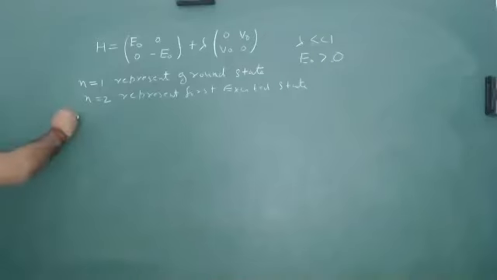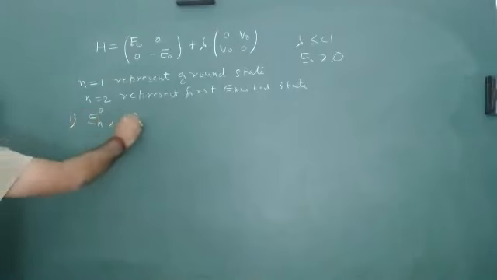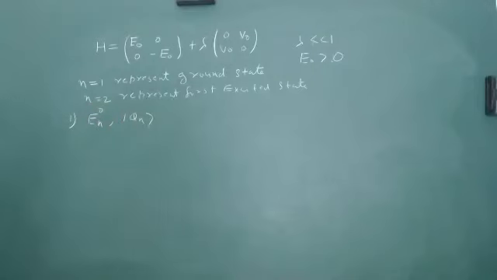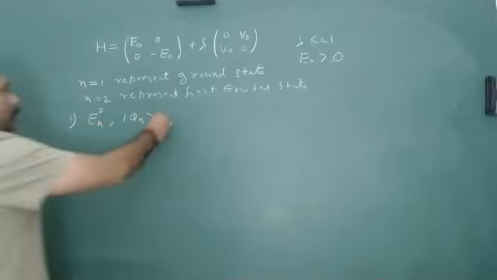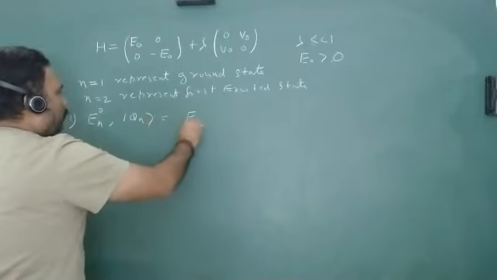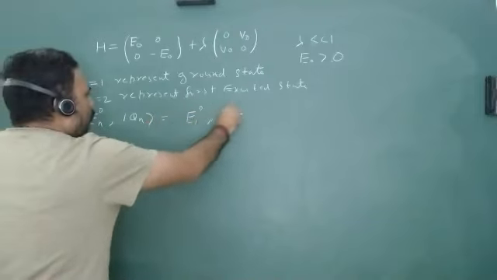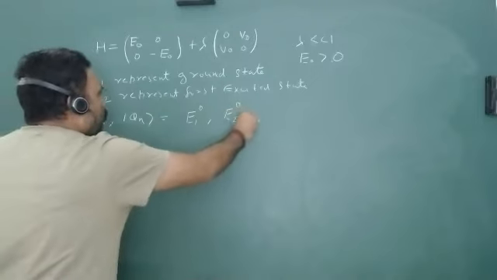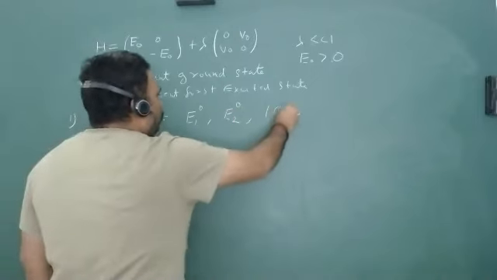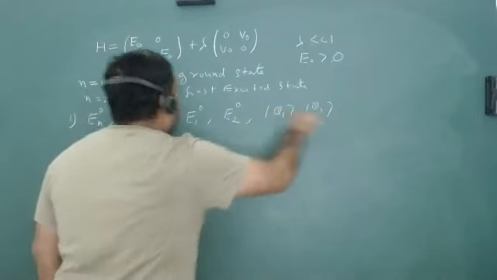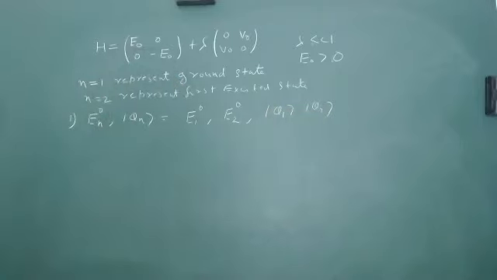Now, the first question is trivial. Find E n0 and phi n. What is the meaning of that? You have to just calculate the eigenvalue and the eigenfunction of the unperturbed Hamiltonian. Means you have to basically calculate E10, E20, phi 1, phi 2. Means you have to calculate this one.